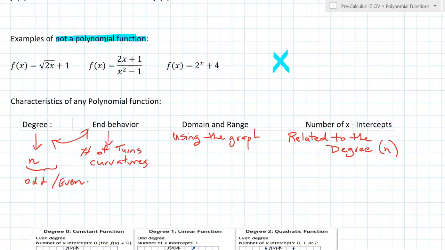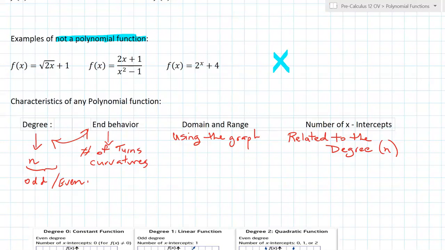And then the very important part of the polynomial functions has got to do with the number of x-intercepts. How many times the graph of a polynomial function passes through the x-axis, crosses the x-axis. And those values are very, very important because they represent certain information, so that we can actually use that to analyze the behavior of the function.